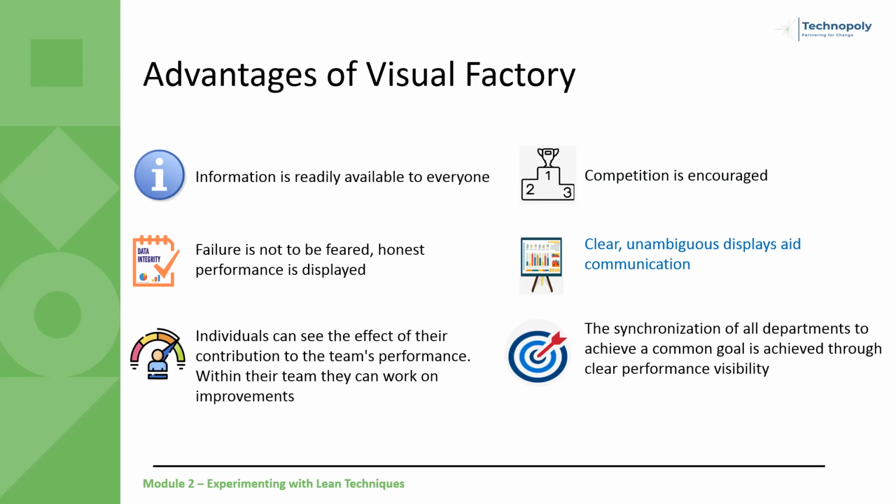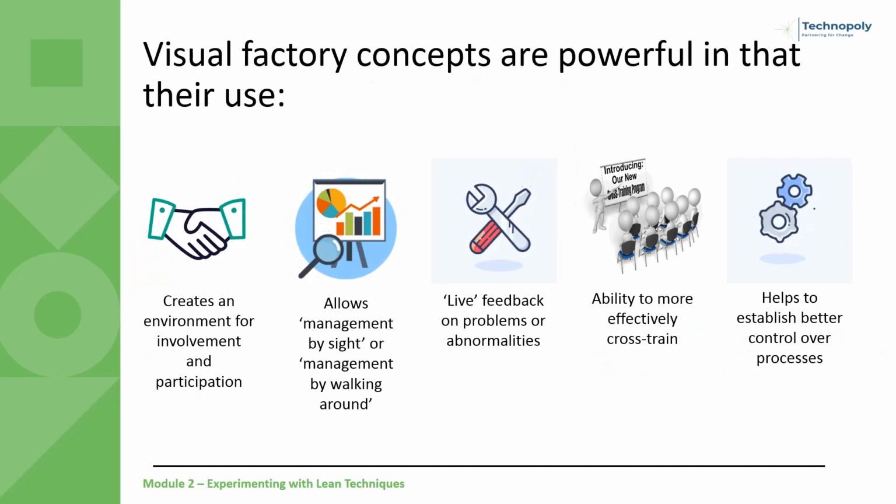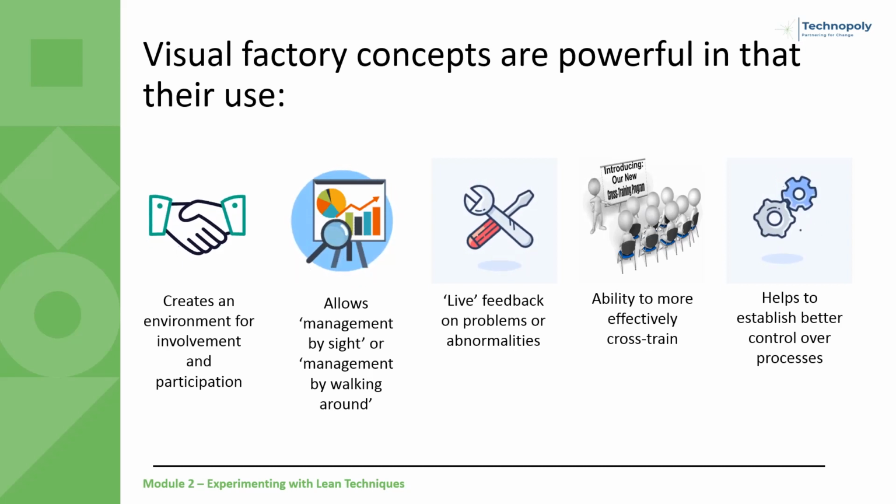Visual factory acts as a physical configuration and actual line of sight between operations or processes. It can create a culture of communication. And lastly, the synchronization of all departments to achieve a common goal is achieved through clear performance visibility. Visual factory concepts are powerful in that their use creates an environment for involvement and participation. Visual communicates to all members of the organization. It allows management by sight or management by walking around.